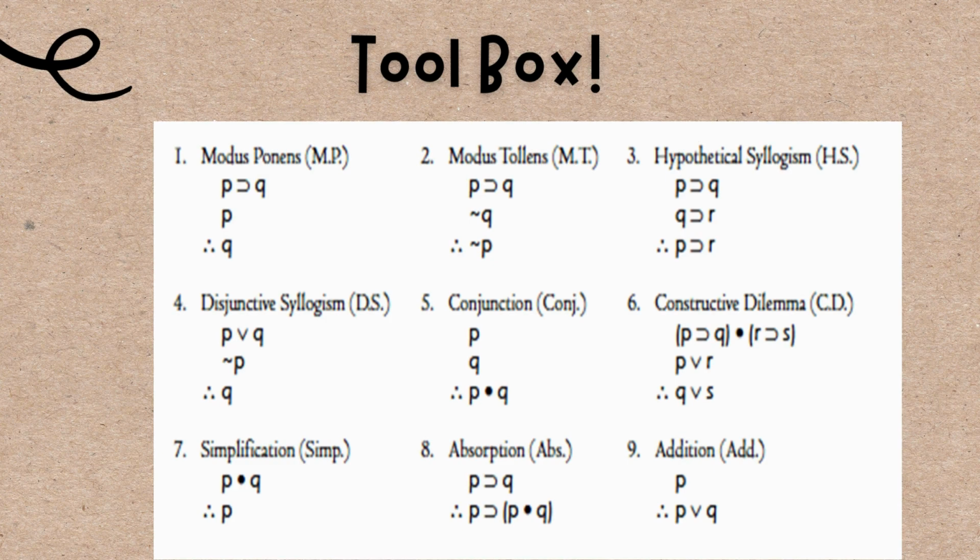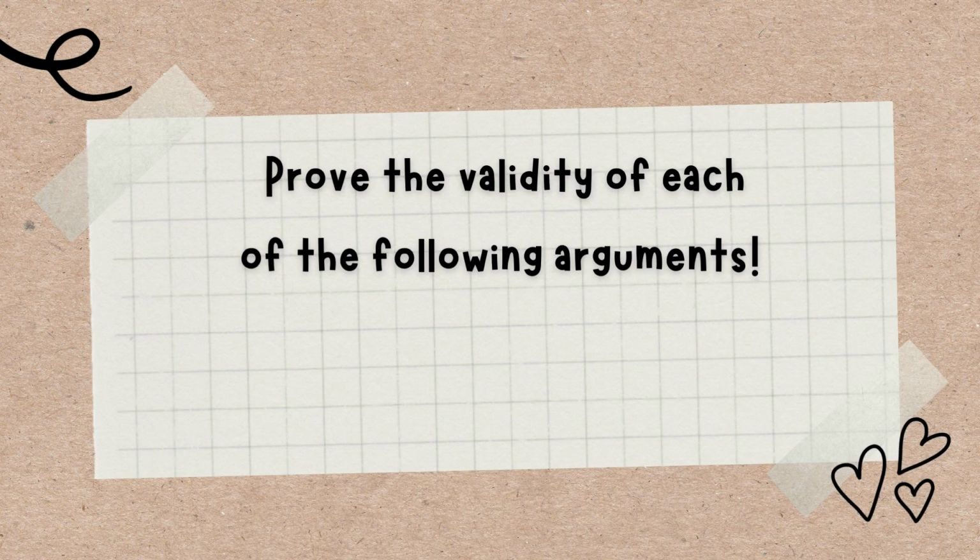Number one, modus ponens; two, modus tollens; three, hypothetical syllogism; four, disjunctive syllogism; five, conjunction; six, constructive dilemma; seven, simplification; eight, absorption; and nine, addition. Using these 9 formulas, we are going to prove whether the given argument is valid or invalid. So the question is how you will prove the validity of each of the following arguments.